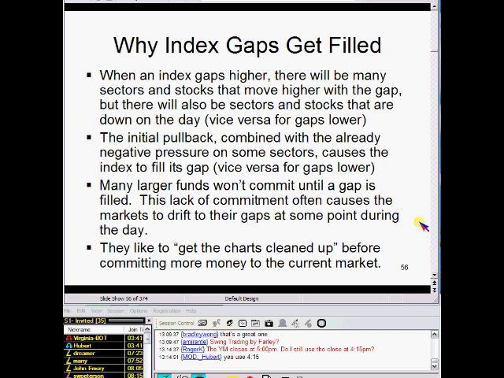I already talked about why indexes get filled. All the different components of an index are reacting differently to news, so that can pull an index down or raise it higher so that it actually ends up getting filled.